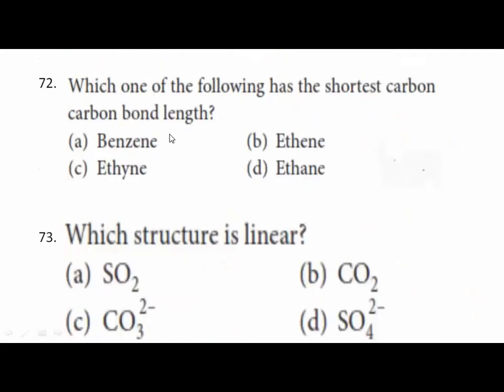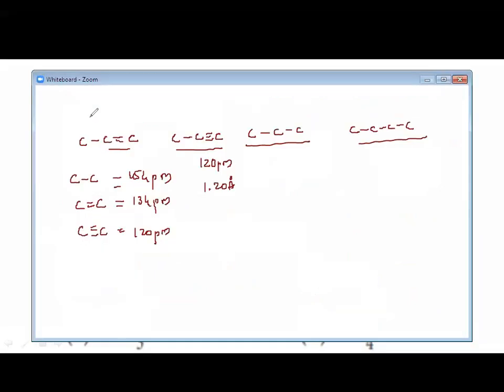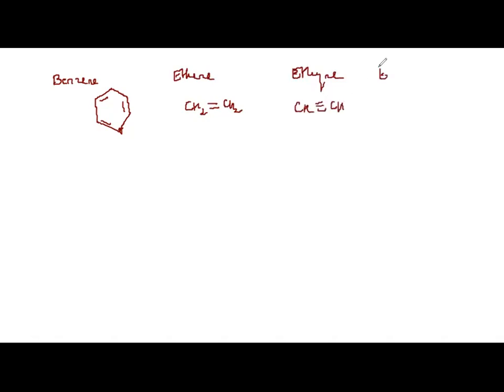Which one of the following has the shortest carbon-carbon bond length? So they have given the options. The first option is benzene. I'll show you the structure of benzene. This is benzene. Second option is ethene. Ethene structure is CH2 double bond CH2. Third option is ethyne. This is ethyne. And the last option is ethane.